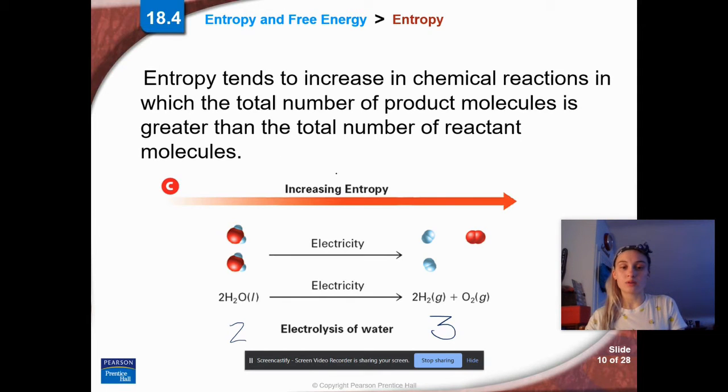So if we're increasing the amount of molecules as products, more molecules means more disorder, okay? So think about if you're babysitting 2 like 3-year-olds who are running around, that's a little bit less crazy than babysitting 3 3-year-olds who are running around, because it's easier to keep track of 2 than it is 3. So 3 molecules is greater than 2, and that will be more disorder.